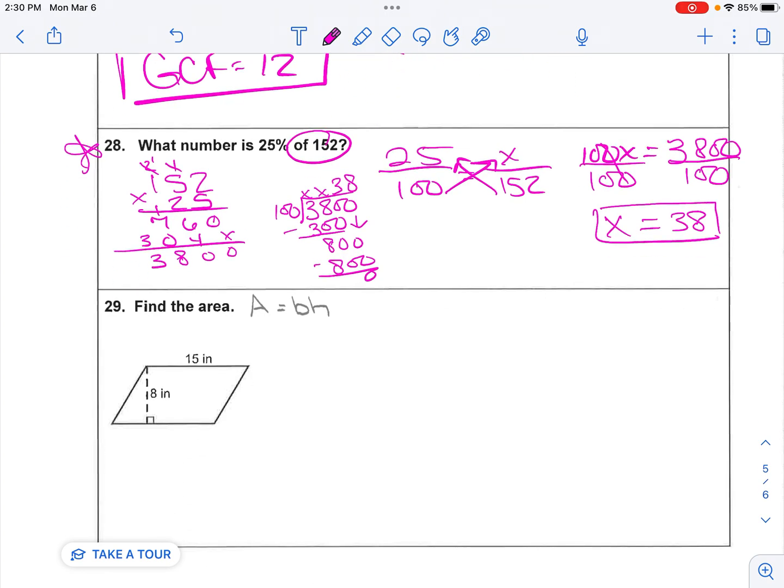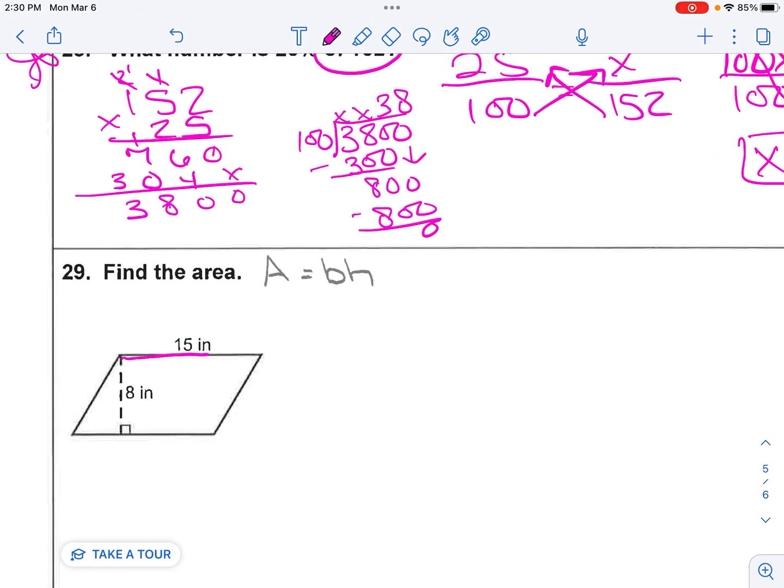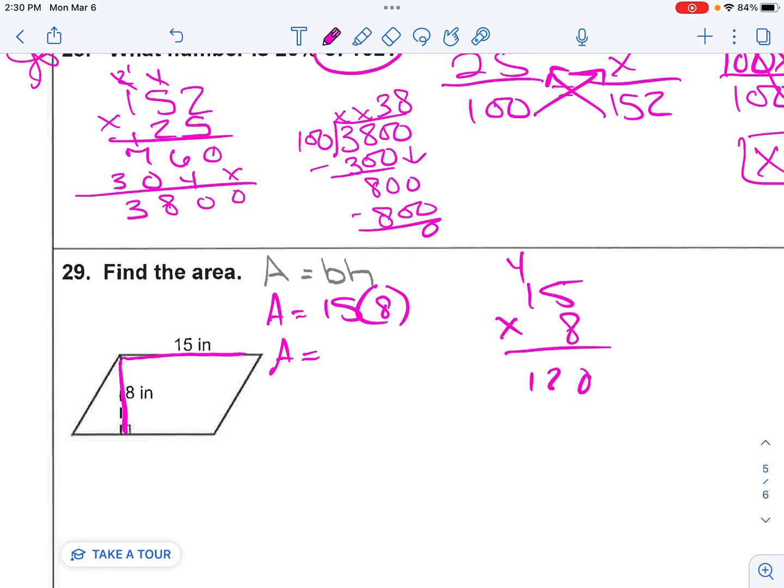Okay. Last one, area of a parallelogram is base times height. The base is 15. The height, straight vertical, is 8. So then I'm going to do base times height to get 120 square inches.